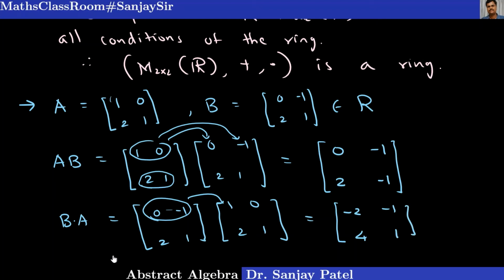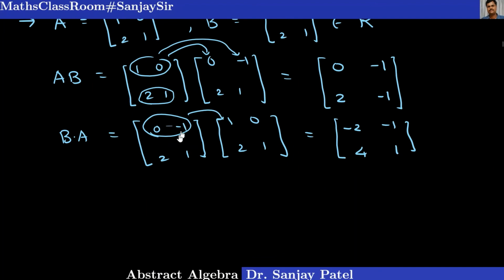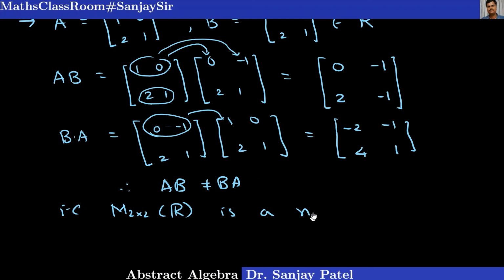So it is obvious that AB is not equal to BA. Therefore, AB is not equal to BA. That is, matrix multiplication is not commutative. Hence, I can say that this ring is a non-commutative ring. That is one very important fact about this matrix ring: it is a non-commutative ring.